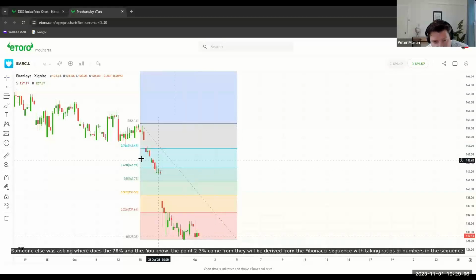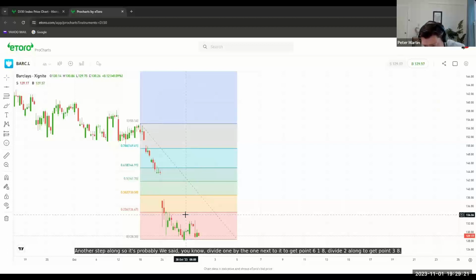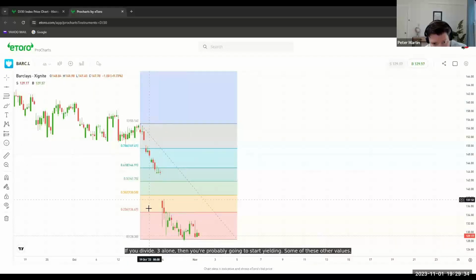Someone else was asking, where does the 78% and the 0.23 come from? They will be derived from the Fibonacci sequence, taking ratios of numbers in the sequence another step along. So we said, divide 1 by the one next to it to get 0.618. We divide 2 along to get 0.38. If you divide 3 along, then you're probably going to start yielding some of these other values.